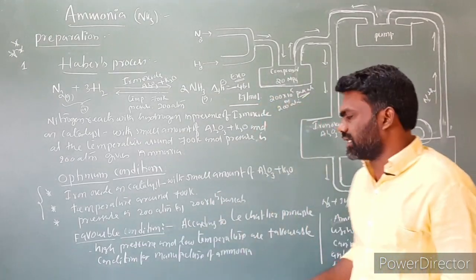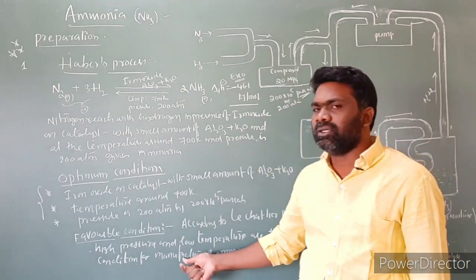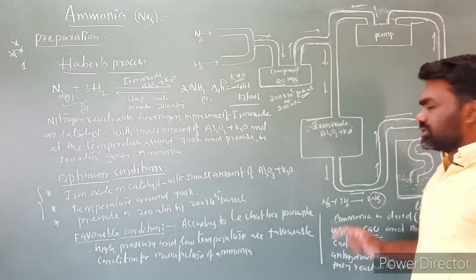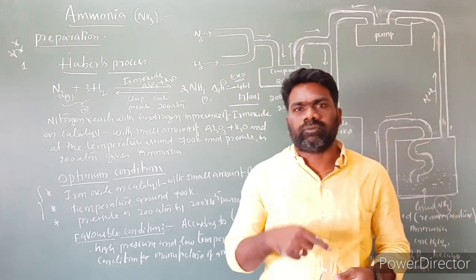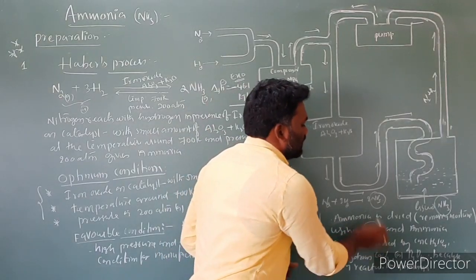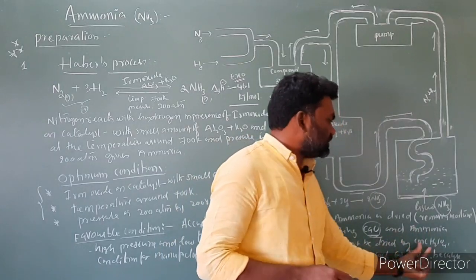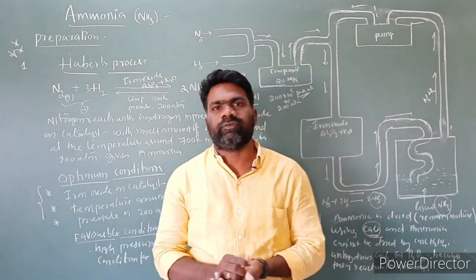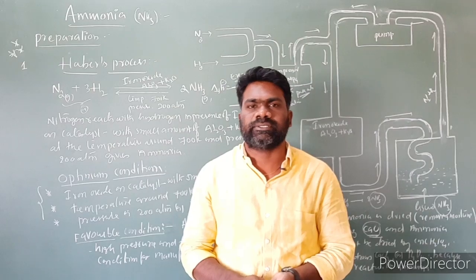Next, favorable conditions. According to Le Chatelier principle, if pressure is high and temperature is very low, then more amount of ammonia is going to get formed. So these are the favorable conditions. Any moisture present in the ammonia is removed by using quicklime, CaO, calcium oxide. Next, ammonia cannot be dried by using sulfuric acid, anhydrous calcium chloride, or P4O10, because they react with ammonia. So this is manufacturing of ammonia by Haber's process.